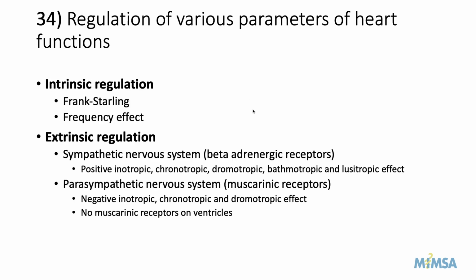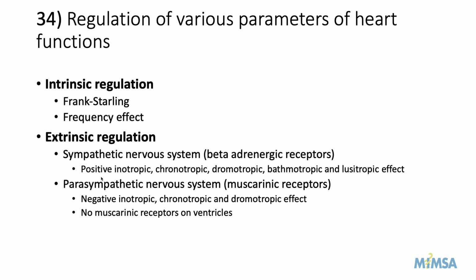And then lastly we'll move onto regulation. I've talked about regulation across the whole lecture, but just to put it into one slide, the regulation of your heart parameters is split into two. You have your intrinsic regulation, meaning how the heart regulates itself, and then you have extrinsic, which is from your autonomic nervous system. Your intrinsic regulation is via Frank-Starling and the frequency effect, and your extrinsic is your autonomic nervous system.